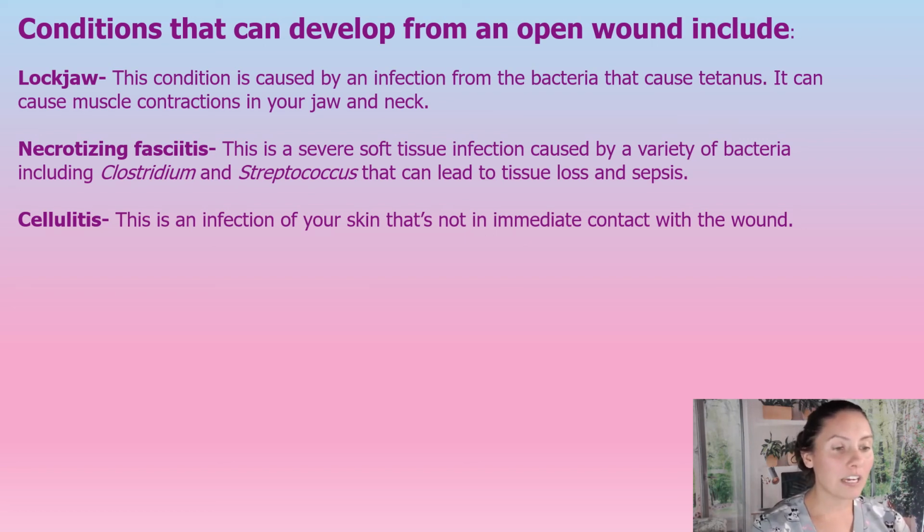Now, necrotizing fasciitis. This is a severe soft tissue infection caused by a variety of bacteria, including Clostridium, Streptococcus, that can lead to tissue loss or sepsis. Okay. Next, we have our cellulitis. Now, this is the infection of the skin. It's not the immediate contact with the wound, but it's kind of on the tissues, okay? Now, you don't even have to have a wound to have cellulitis, okay?